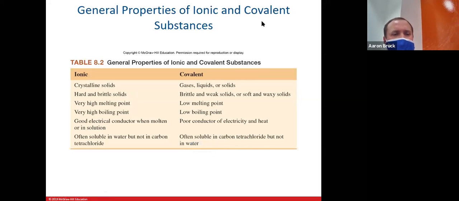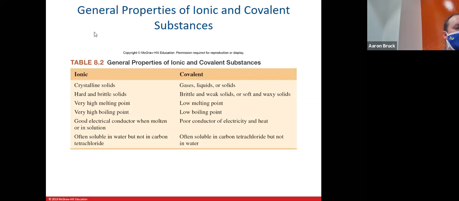Now, overall, what does this mean? How do these kinds of interactions impact what we observe about ionic compounds versus covalent? Well, we can see there's a pretty stark difference. Ionic compounds tend to always be crystalline solids. As crystalline solids, they tend to have high melting points, high boiling points. Covalent compounds, on the other hand, because there isn't a whole lot of interaction between the molecules, tend to have lower melting points, lower boiling points.